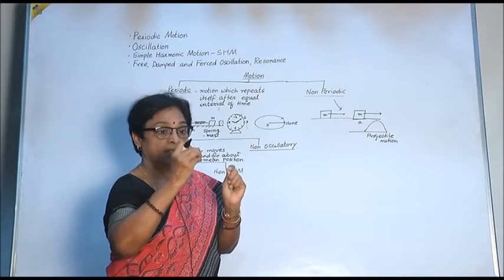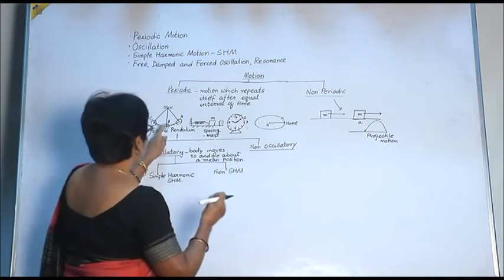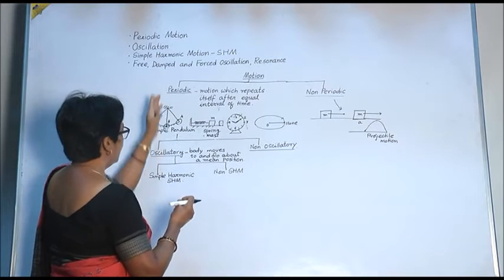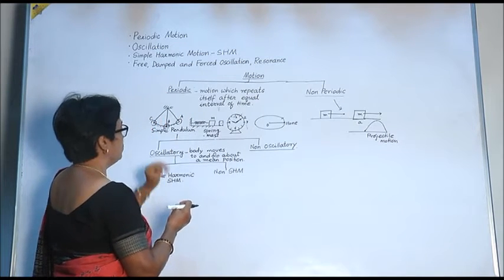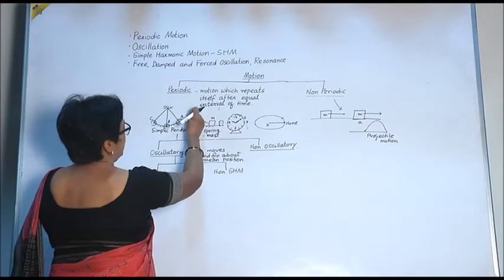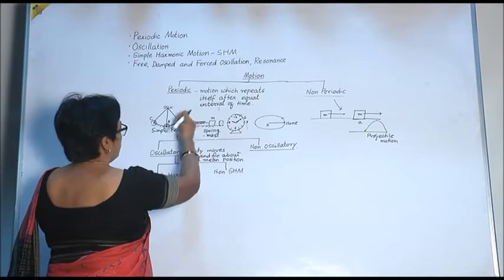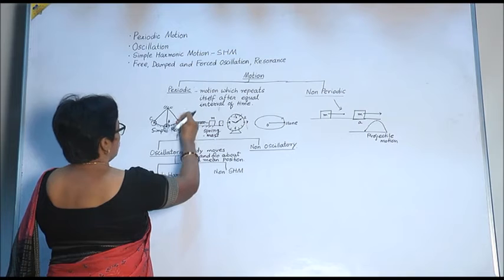So, you have started the motion like the simple pendulum. This is my mean position, the vertical line is the mean position, B is the mean position. Now, if I move it to A and leave it, so it moves A to B.